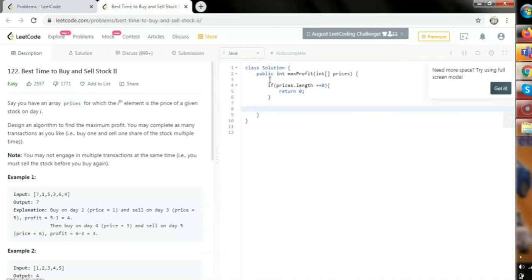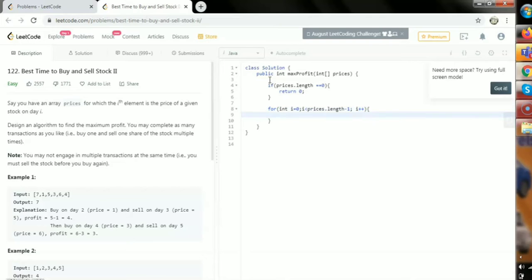What we need to do is start one for loop from 0 to array length minus 1, because we just need to compare till the end. That's why I'm incrementing by 1.